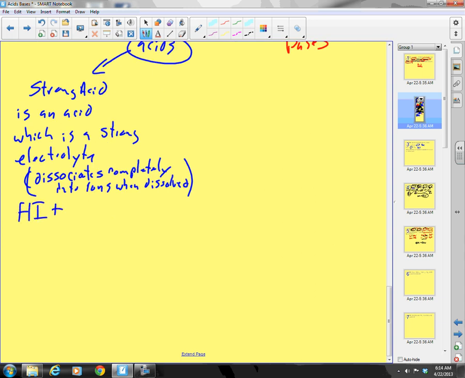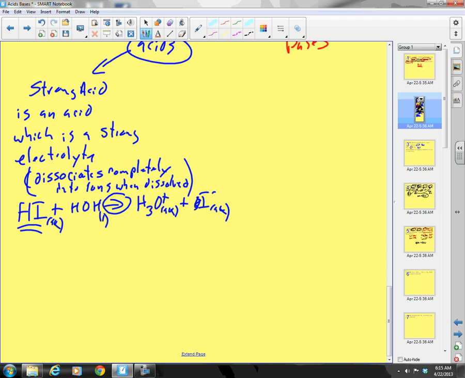HI plus water yields what? And that's aqueous, liquid. And I would form hydronium aqueous plus I minus aqueous. And notice it's a one-way arrow, meaning this HI breaks up completely into ions. So it is a strong acid.